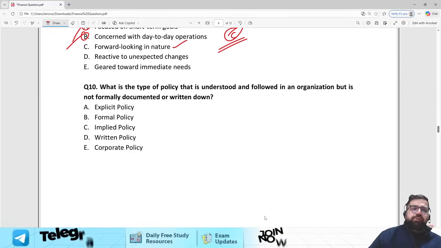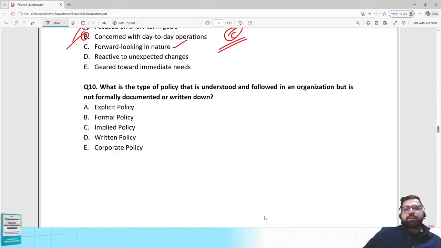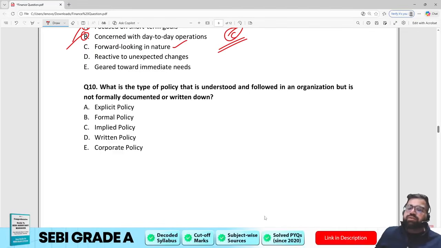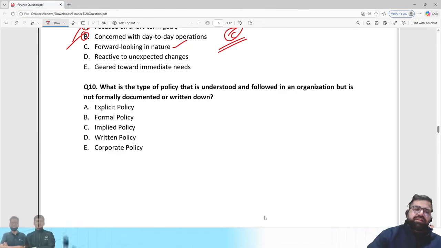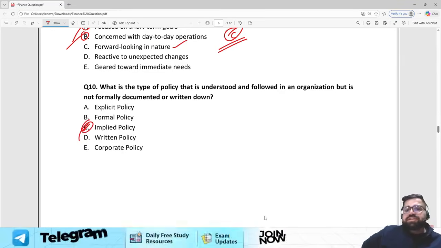Question number 10. What is the type of a policy that is understood and followed in an organization but not formally documented or written down? So policies can be of multiple types, like formulated policy, appealed policy, implied policy, and whatnot. So see, which type of policy is understood and followed in the organization but it is not formally documented? Such certain type of policies which are not documented are known as implied. So for question number 10, the answer will be option number C.